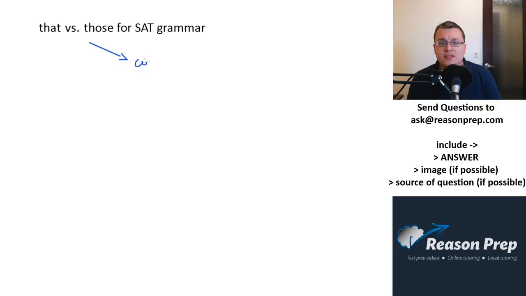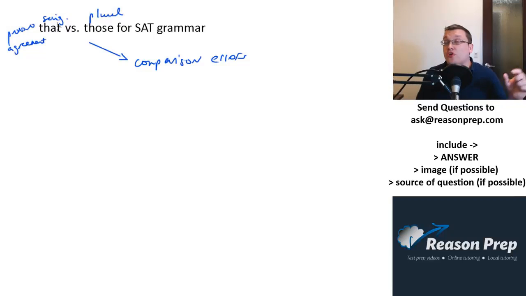And the main thing, and I'll show you an example of this in a second, but the main difference you need to know for that versus those is that "that" is singular, "those" is plural. So if these are pronouns, and pronouns are all about what's called pronoun agreement, whether they're targeting a noun that's singular or plural, they have to agree.